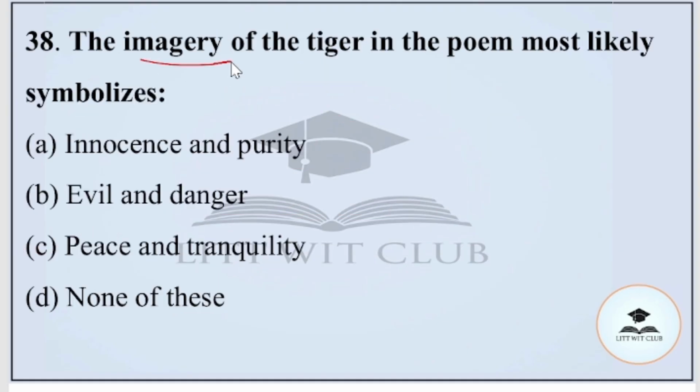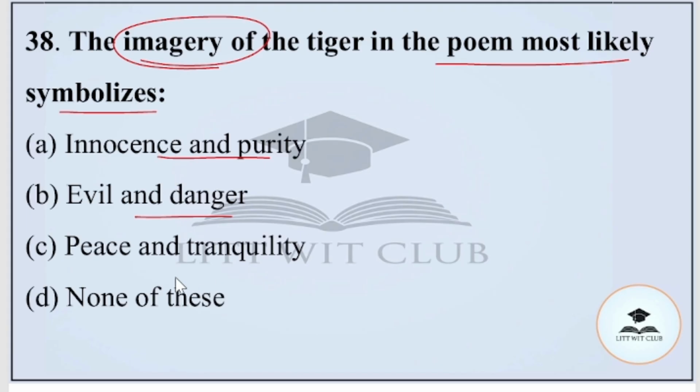Question number 38. The imagery of the tiger in the poem most likely symbolizes innocence and purity, evil and danger, peace and tranquility, or none of these. And the correct option is evil and danger.